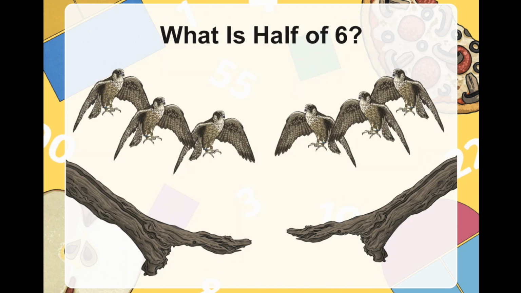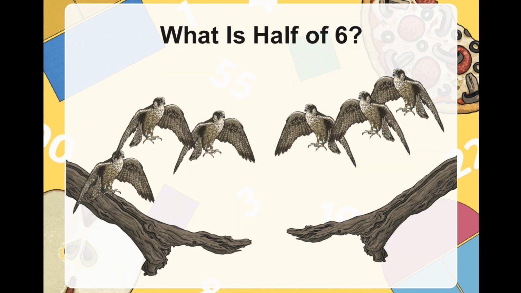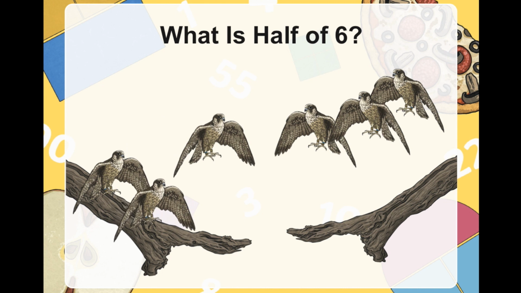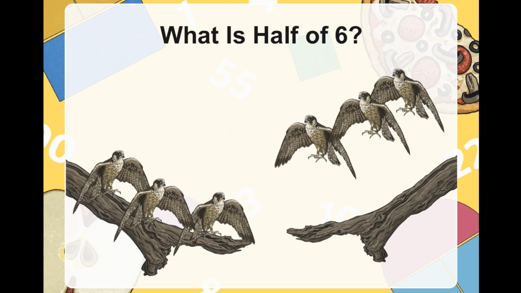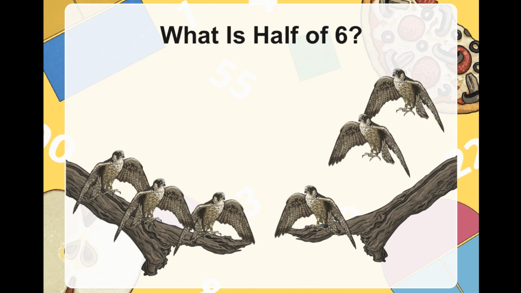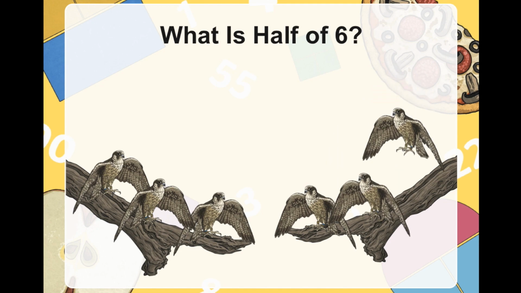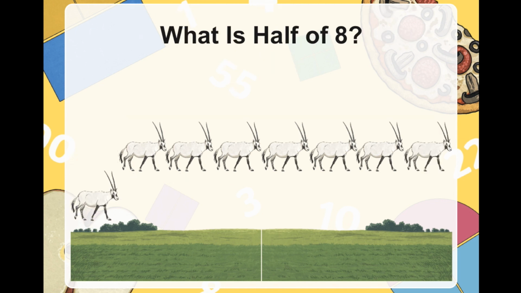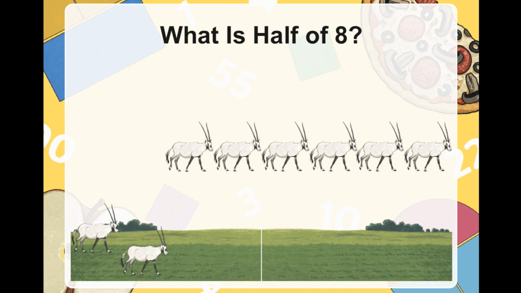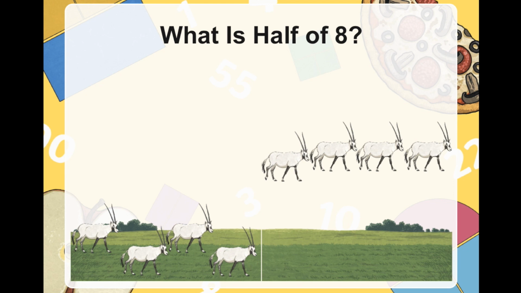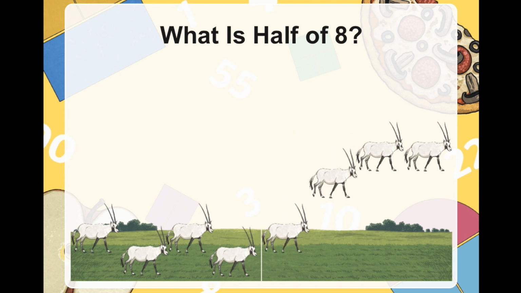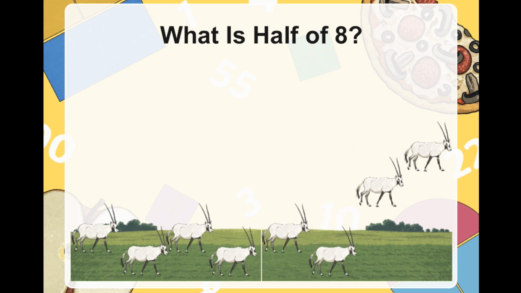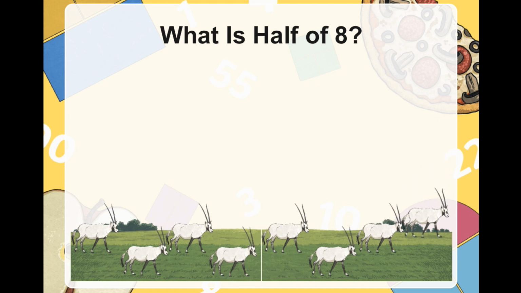Can you halve this group of 6 birds between the 2 branches to figure out what is half of 6? Half of 6 is 3. Can you halve this number of 8 animals equally between the 2 fields to find out what is half of 8? Half of 8 is 4.